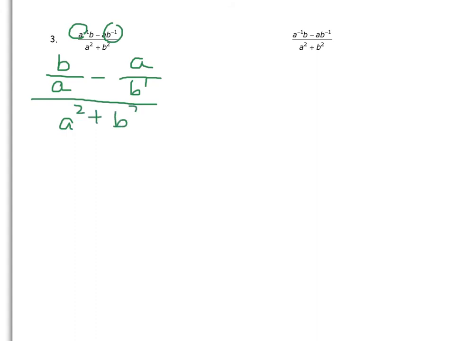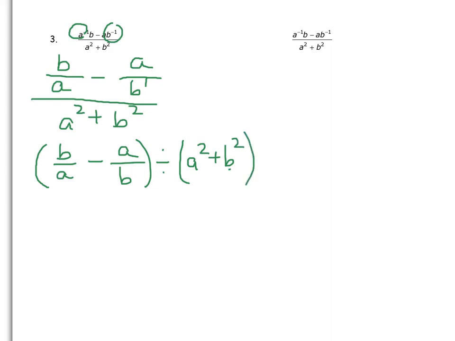So if you know how to rewrite this problem correctly, then you can come back and use either method that we talked about on the front side to simplify it. I'm going to go ahead and finish this one up by the first method since we've got it on the left side. So I'm looking at it in terms of rewriting it as a division problem. The top part of the fraction, b over a minus a over b, is going to divide by the bottom part of the fraction, which is a squared plus b squared. Now, I can also think of that as being over 1.